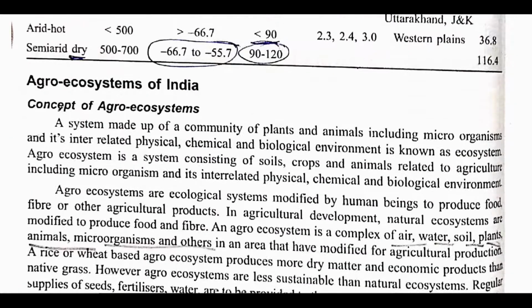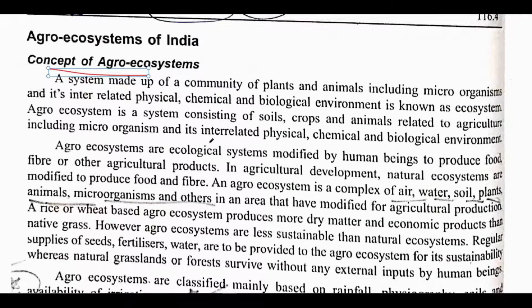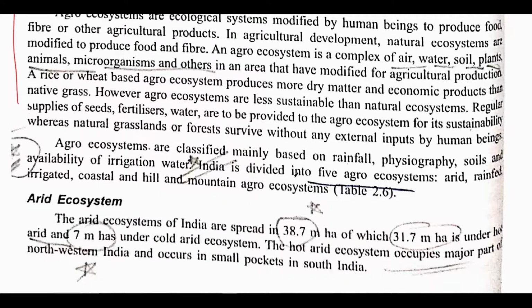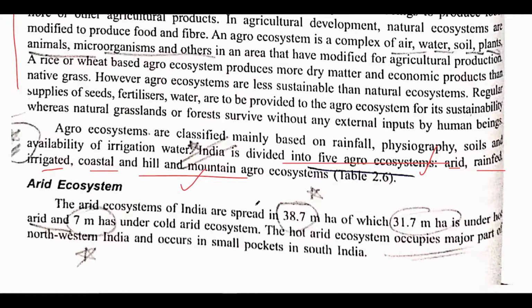Now the concept of agroecosystems. Basically you can go through this, and you will come to know what an agroecosystem is. The important part is that India is divided into 5 agroecosystems: arid, rain-fed, irrigated, coastal, and hill and mountain agroecosystem. These are basically the 5.